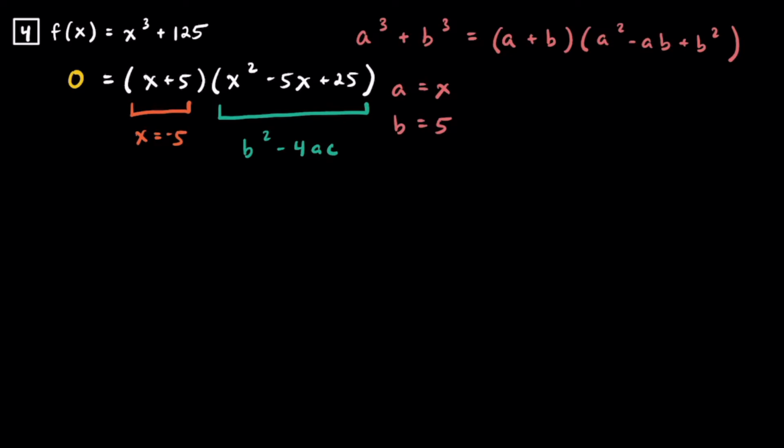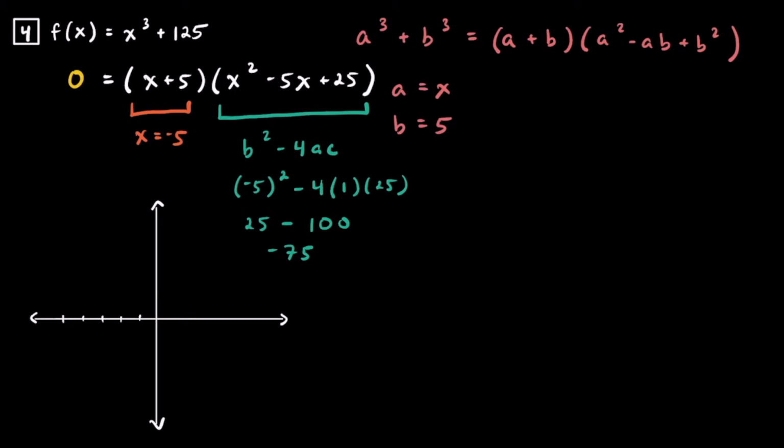In this case, b is equal to -5, so we have -5 squared minus 4 times 1 times 25, and -5 squared is going to be 25, and this 4 times 1 times 25 is going to be 100, so we would get -75 for the discriminant. This confirms that we wouldn't have any real solutions or real x-intercepts on this part of the function. That being said, we can plot our x-intercept of -5 over here to the left.